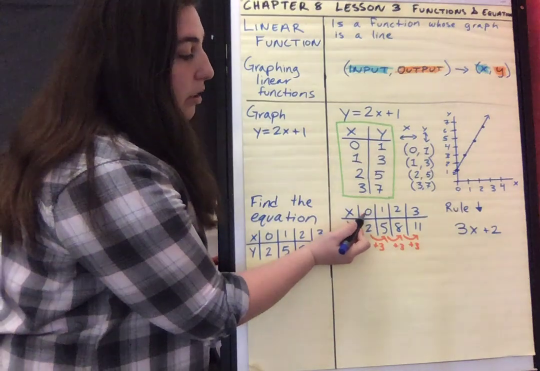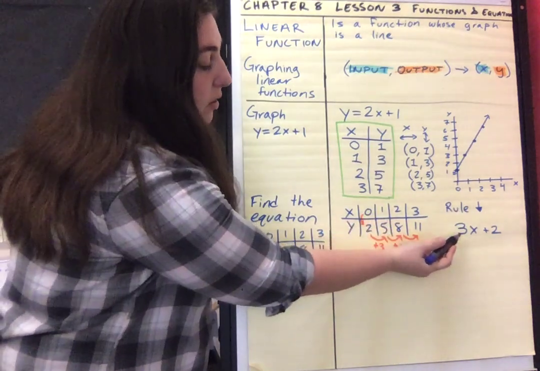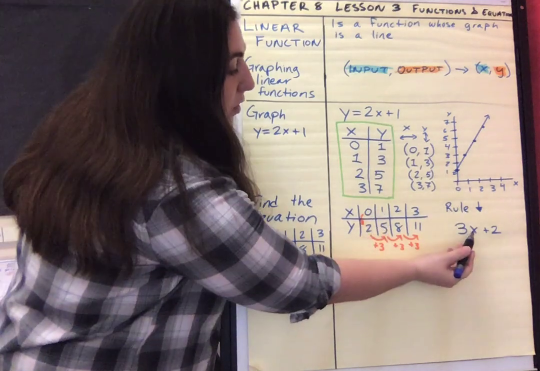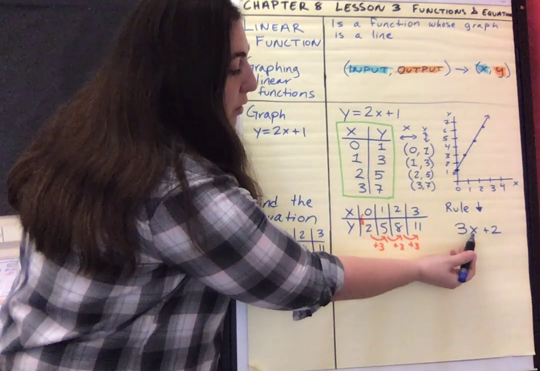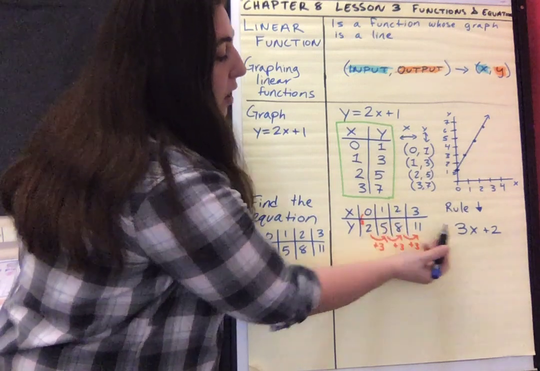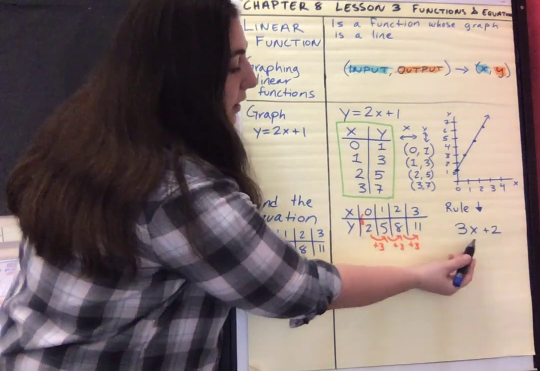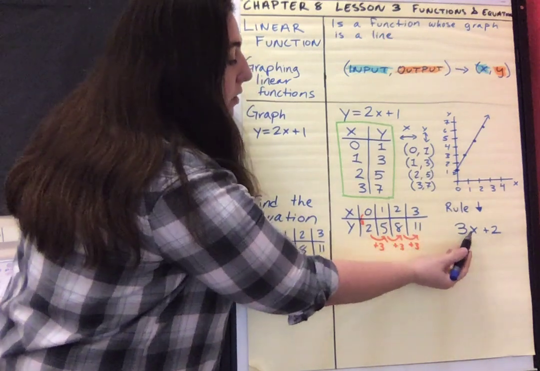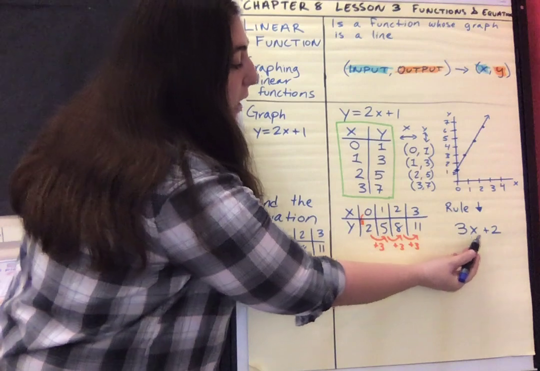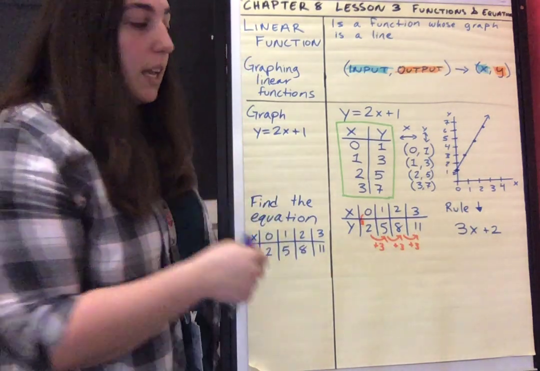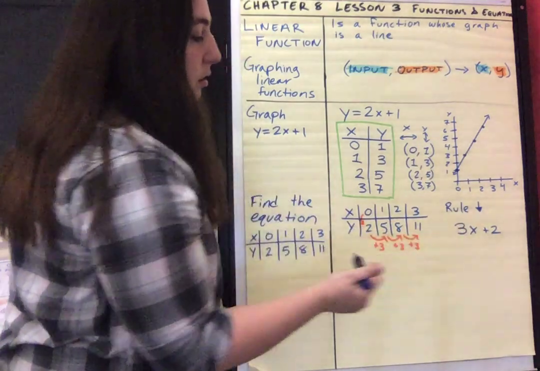Okay, so 0 times 3 is 0, plus 2 is 2. I'm going to put 1 in for x. 3 times 1 is 3, plus 2 is 5. I'm going to put in 2 for x. 3 times 2 is 6, plus 2 is 8. I'm going to put in 3 for x. 3 times 3 is 9, plus 2 is 11. So it looks like I found my rule. Okay, this is my rule.